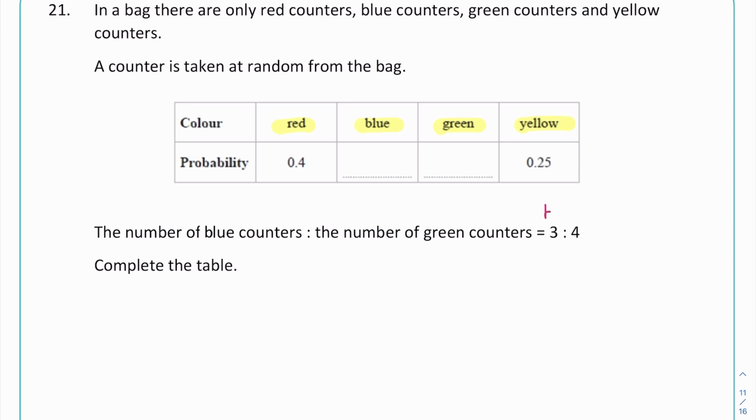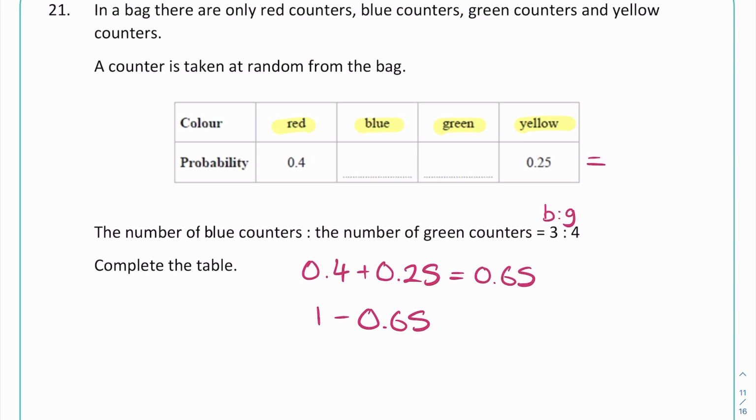I'm just going to label that here, blue to green, which is left to right, the same order as in the table. So we know that all these numbers in the table have to add up to 1, because they are the only colours in there. So what do we have at the moment? Well, we've got 0.4 plus 0.25, and that currently is 0.65. So make sure that you add these up and take it away from 1, because you've got some method marks there. So take that away, and that equals 0.35 that's left over.